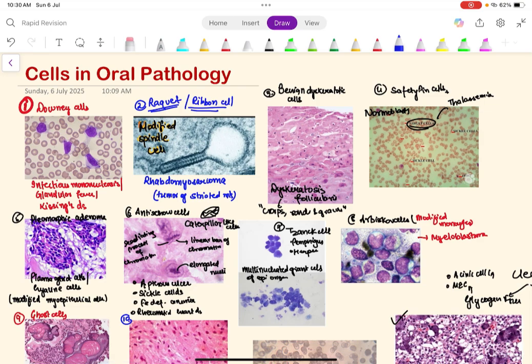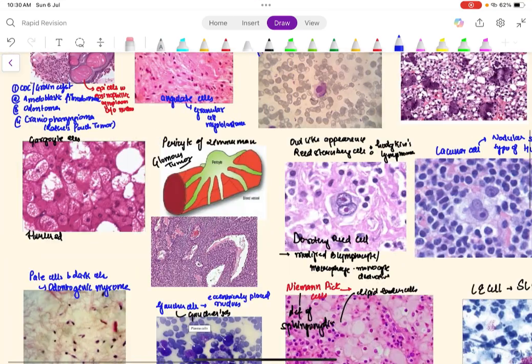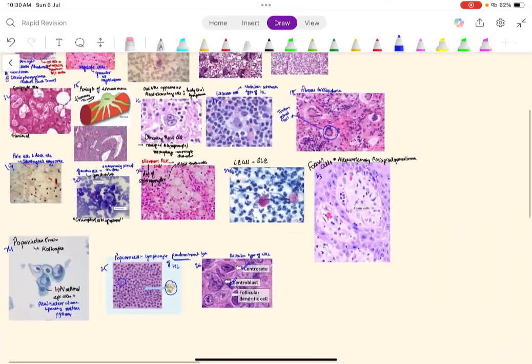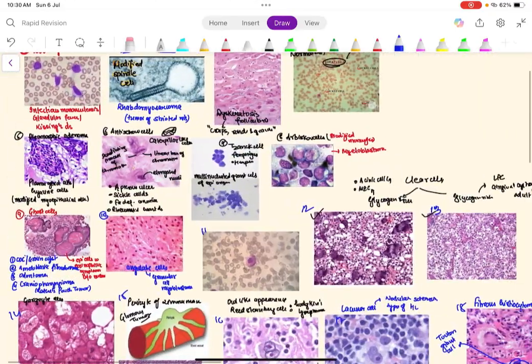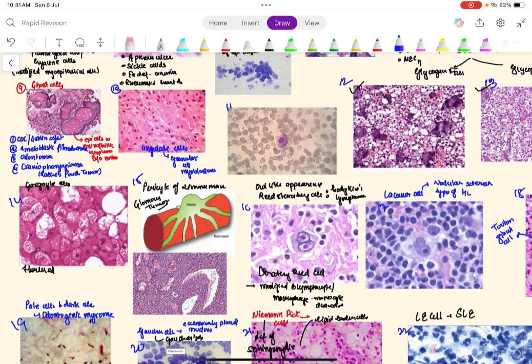I think I discussed around cells. So the most asked are plasmacytoid cells, owl-like eye cells, Hodgkin lymphoma, right? And yeah, so this completes most of the things that you need to know about it.